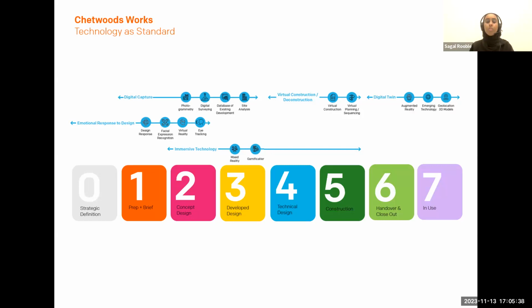Digital capture is very important at those early design stages and on existing projects. So if there aren't any drawings or information available, we would use things like digital surveying tools or photogrammetry to capture what's existing and build our own representation of it. Once we've done that, we can use that 3D model in many ways as you move forward through the different RIBA stages.